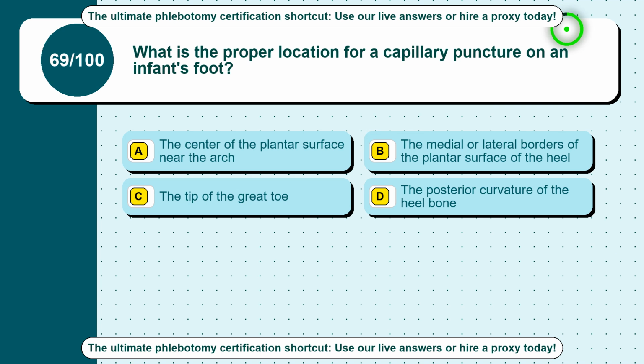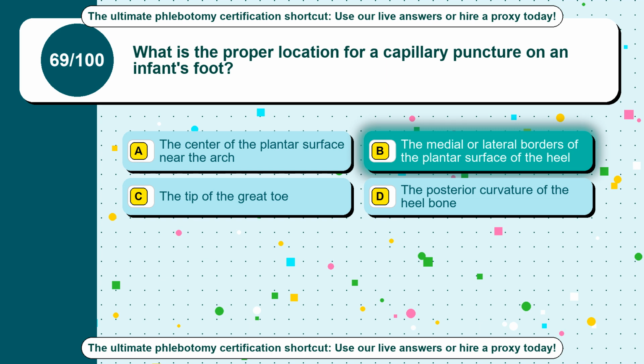Question 69. What is the proper location for a capillary puncture on an infant's foot? Option A, the center of the plantar surface near the arch. Option B, the medial or lateral borders of the plantar surface of the heel. Option C, the tip of the great toe. Option D, the posterior curvature of the heel bone.